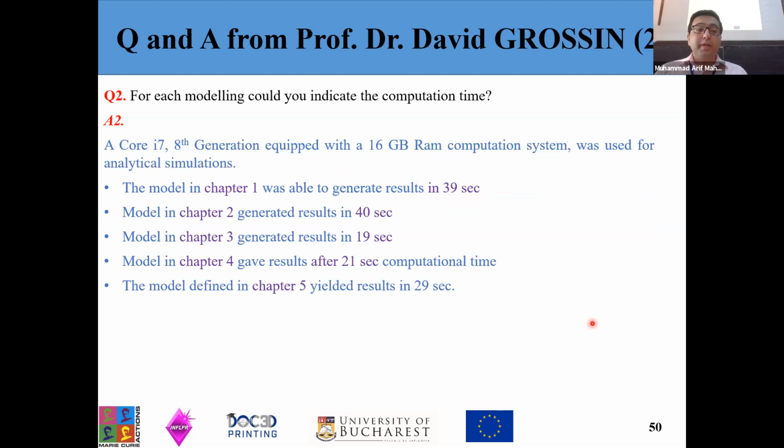The second question was, for each modeling, could you indicate the computation time? So for this study, we used a Core i7 8th generation 16 GB computing system, and the model presented in chapter 2 was able to calculate results within 39 seconds. The model in chapter 2 gave the results in 40 seconds. The model in chapter 3 generated the results within 19 seconds. And the model in chapter 4 gave results after 21 seconds. While the last model in chapter 5 yielded the results within 29 seconds.